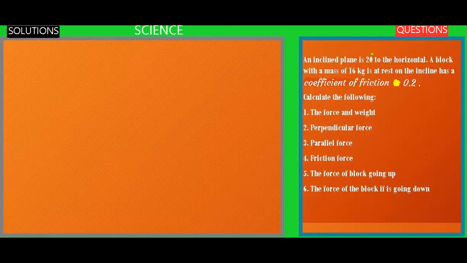We're looking at the problem of an object on an incline. We're given a problem set: an inclined plane is at 20 degrees to the horizontal. A block with a mass of 16 kg is at rest on the incline, with a coefficient of friction of 0.2. Calculate the following: the force and the weight. So the force and the weight is one thing, so let's just calculate the force using the given information.